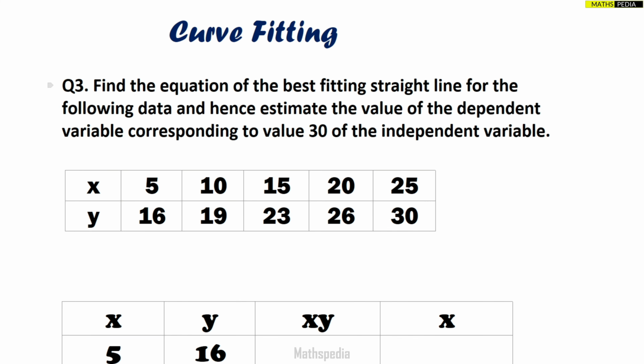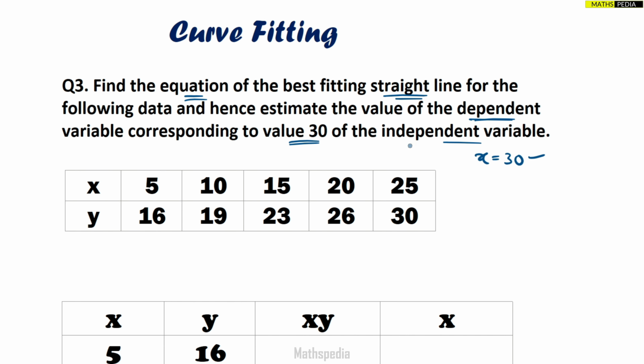So as we know, here we have to find the equation of the best fitting straight line for the given data, and hence estimate the value of the dependent variable corresponding to the value 30 of the independent variable. That means what? Here you need to understand one thing. What is 30 here? That is the main thing, right? So 30 basically here means x equal to 30.